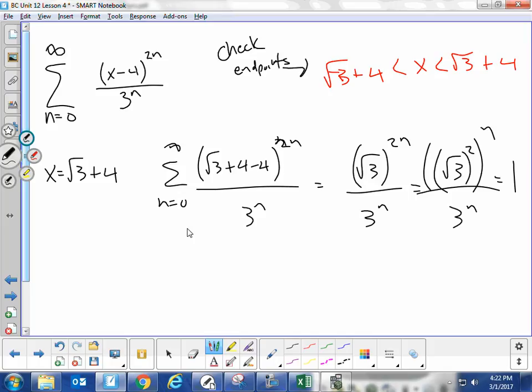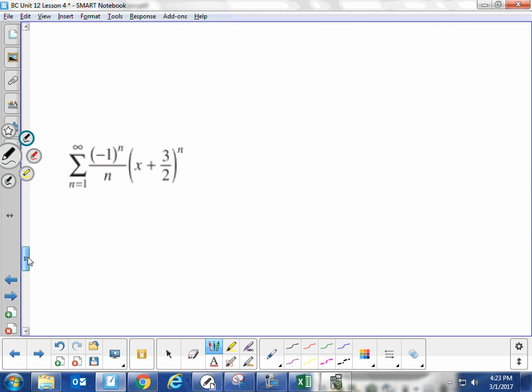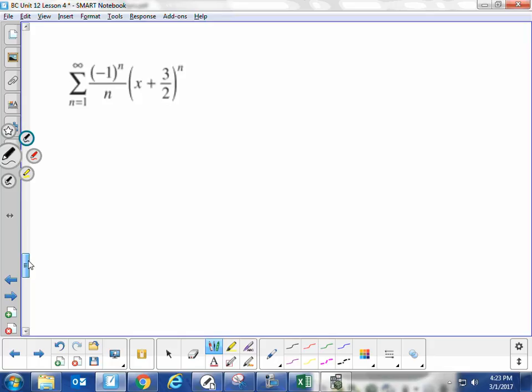So I don't love this. I actually don't love the other one. I actually don't like this problem. So I'm going to do another one. This one was a little bit too complicated. So let's tackle this guy.